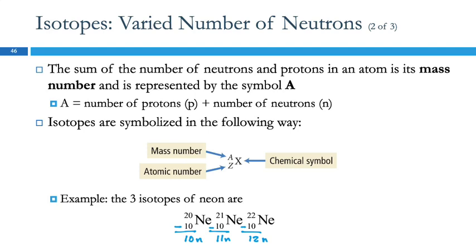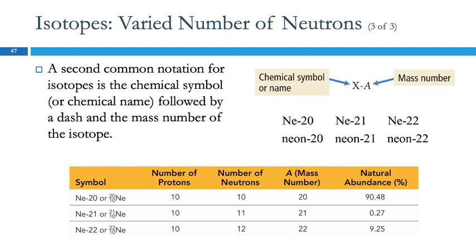So that's one way to indicate different isotopes. Another common notation is to use the element symbol or the element name followed by the mass number. Because do we really need the atomic number in that? If we want to know what the atomic number is, we have a periodic table. You always have a periodic table. So these could be called neon 20, neon 21, and neon 22.